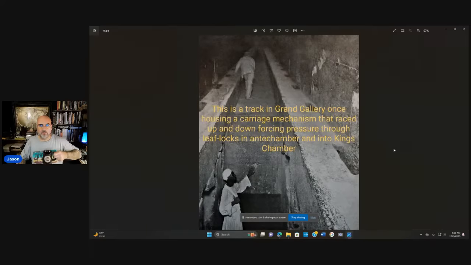See? Look at this. This is the Grand Gallery. They didn't know what they were looking at. They're exploring it. They have no idea. They got these huge tracks. It's real hard to walk up. It's very, very steep. It's 26.5 degrees. That's the pitch. It's 26 degrees, guys. It's not easy. There it is right there.